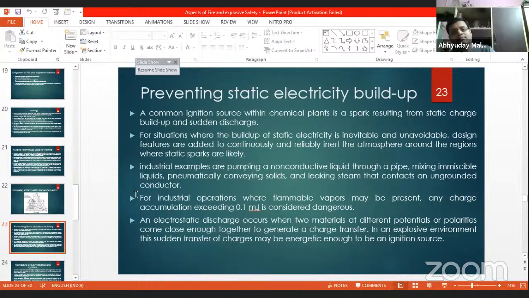So all these are very common examples. We do these processes regularly in industry, and these processes are associated with a propensity or tendency for static charge buildup. Now, if in our plant there is a possibility of presence of flammable vapors, standard safety engineering suggests that any charge accumulation exceeding 0.1 millijoule is dangerous. Such a small amount of charge, any charge accumulation exceeding 0.1 millijoule, is considered dangerous.